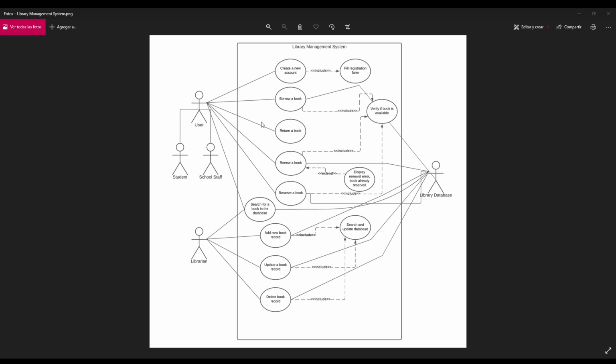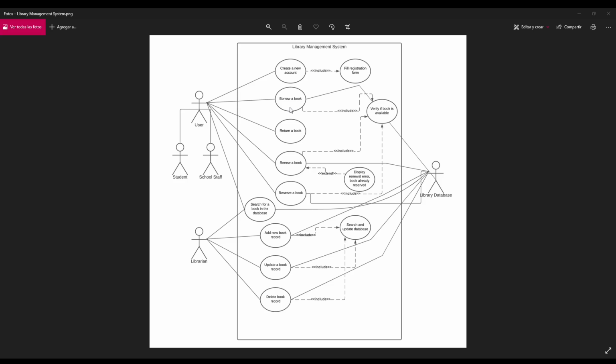So what are the use cases in this system? Well, for the user, first we have to create a new account. We have a relationship of include that says fill registration form, and an include relationship means that every time the first use case is done, the second use case will also be done. So it's an include relationship. When one thing happens, the other will always happen.